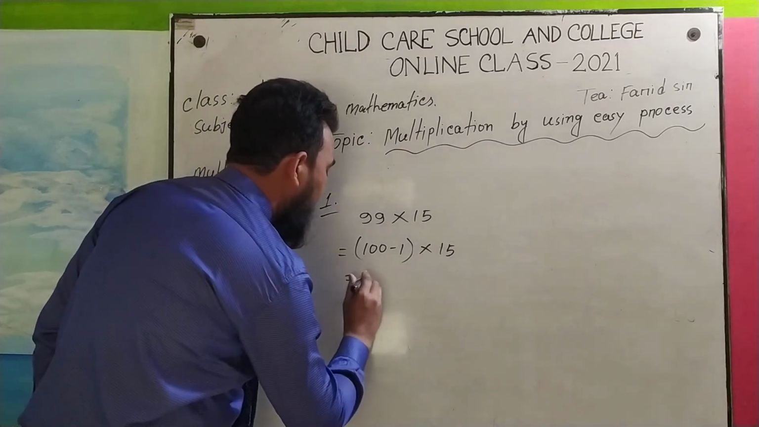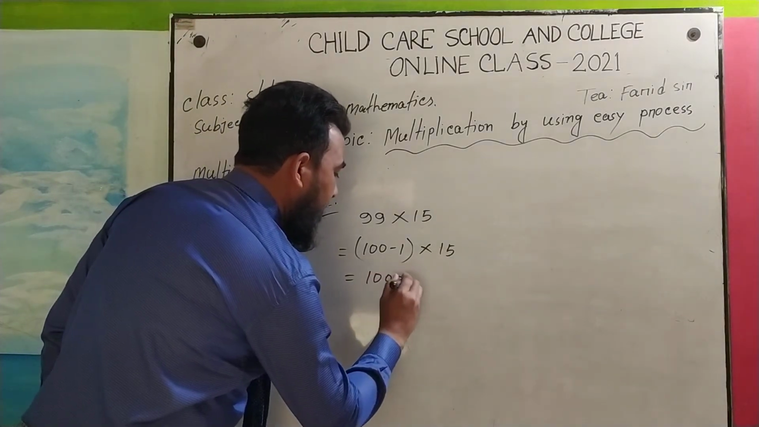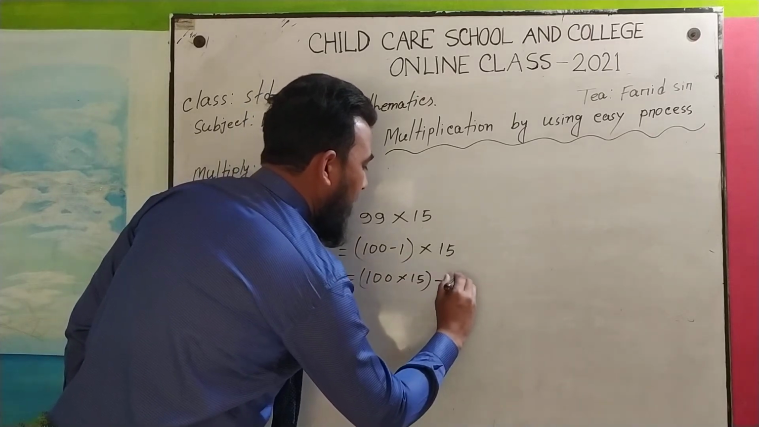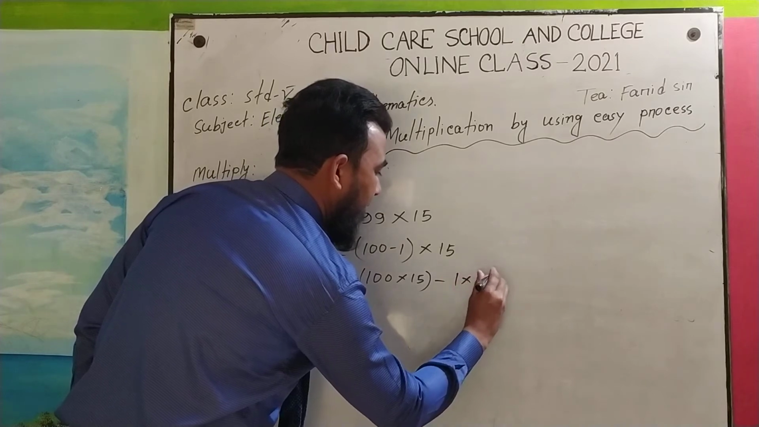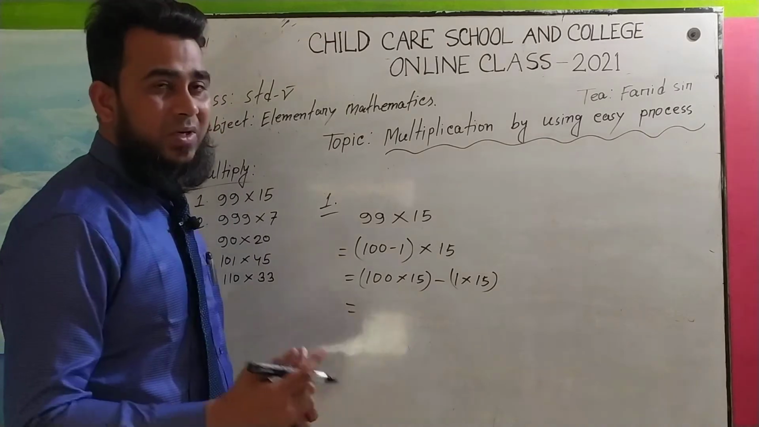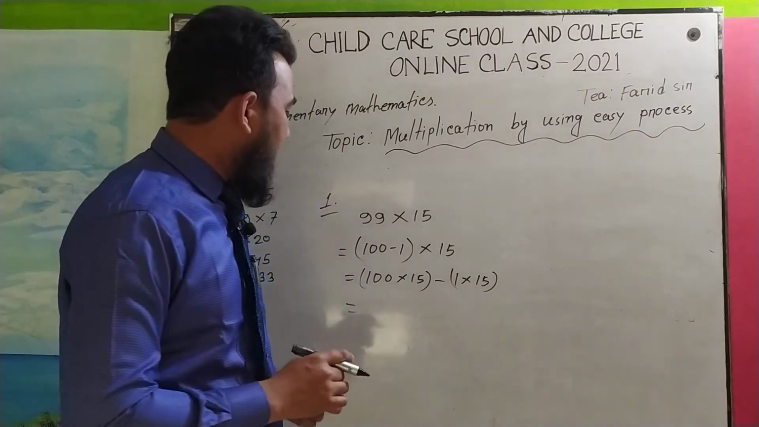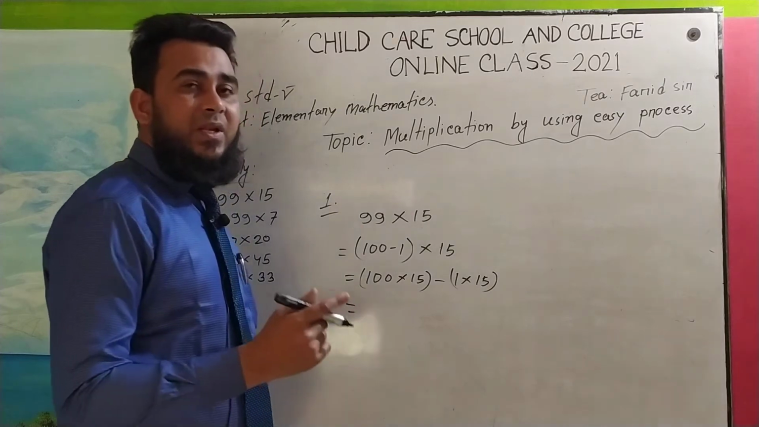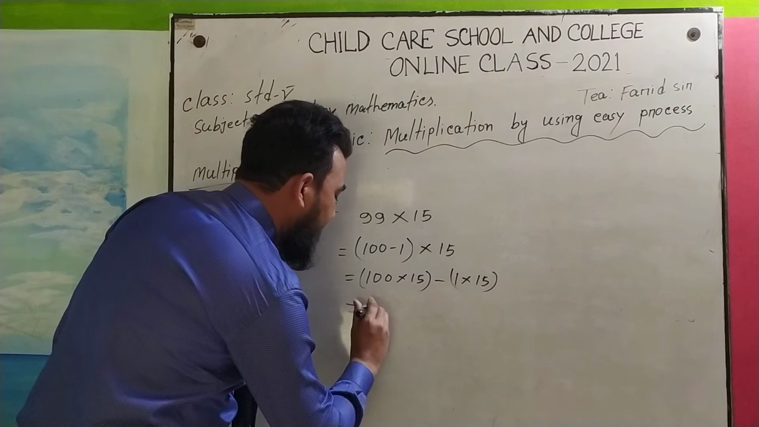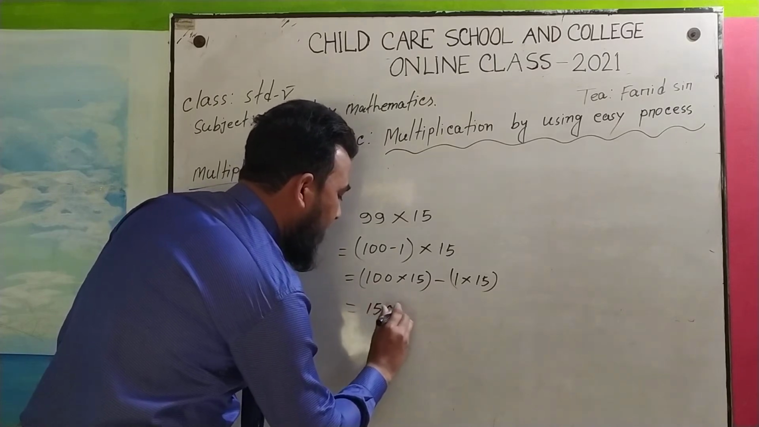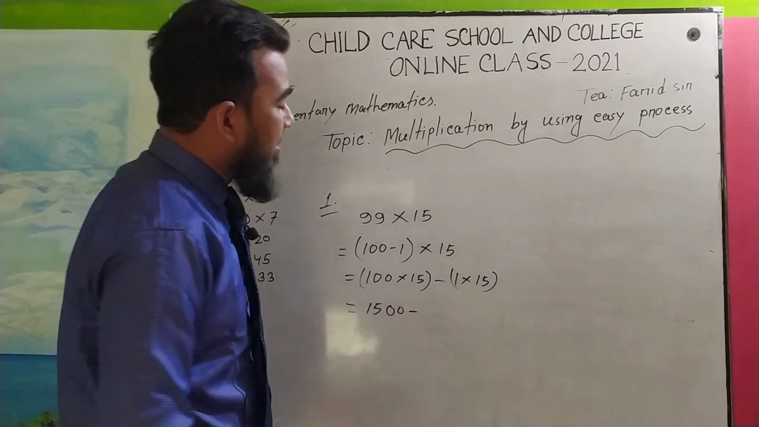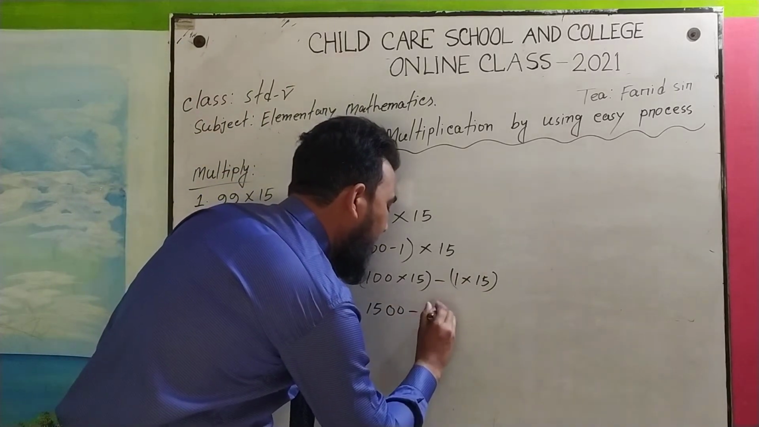Look here, 100 into 15, in brackets, minus, now again 1 multiplied by 15. So what will be here? There is no need for any multiplication table here. If we multiply anything by 1, it will be the same number. If we multiply 15 with 1, it will be 15, and here is the double 0, and minus, and 15 multiplied by 1 is also 15. So this is very easy.